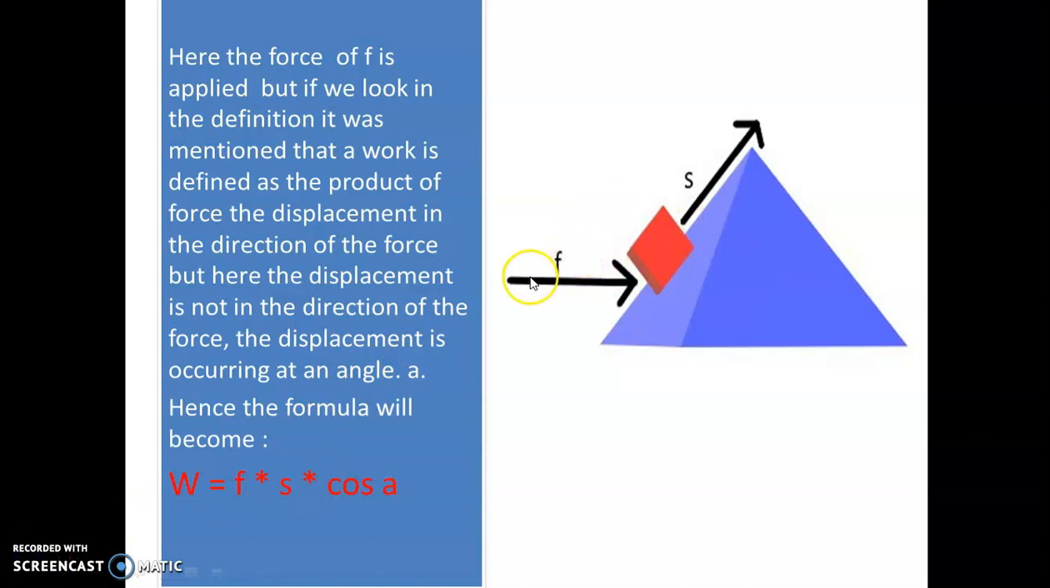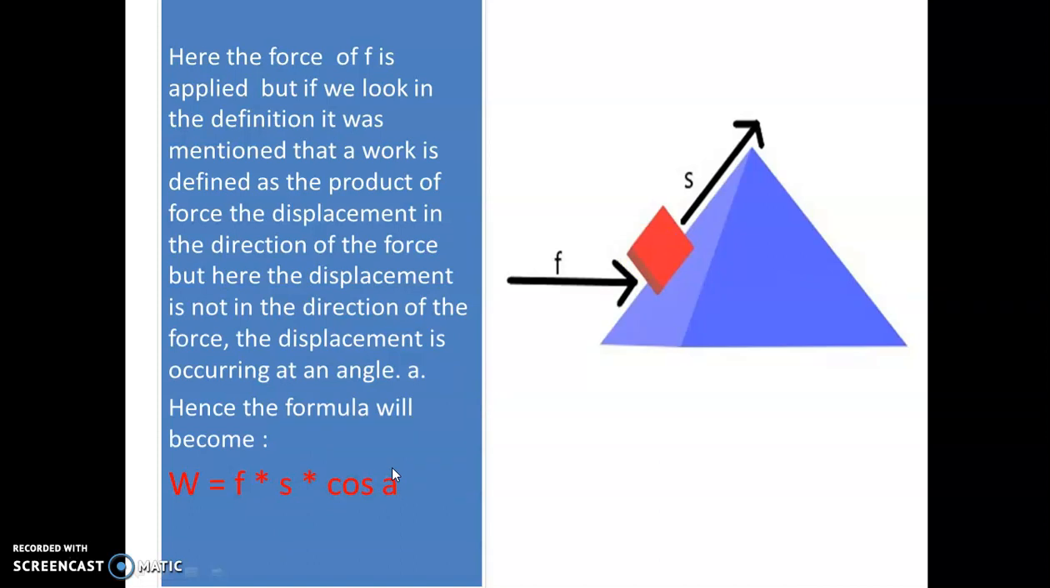That is, force is being applied here, but the displacement is not in the direction of the force applied; rather, it is happening in some other direction. So the angle between the force and the displacement will be A. And that is why we are writing cos A here. Work is equal to force into displacement, as we have seen earlier, but since there is one more parameter over here, it is cos A.